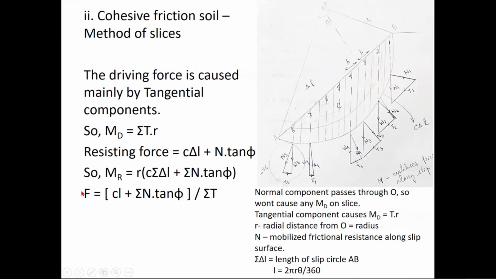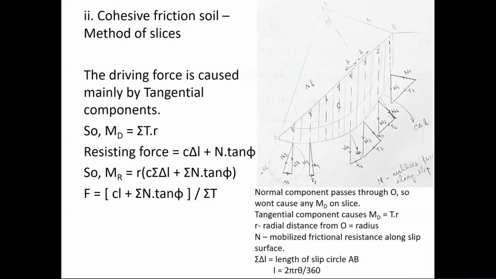So basically my factor of safety will be equal to resisting moments divided by driving moments. So it will be R into (CL plus sigma N into tan phi) by sigma T into R. That R gets cancelled. So this will become my basic equation for factor of safety against failure for a C phi soil using the method of slices. Right? Clear?